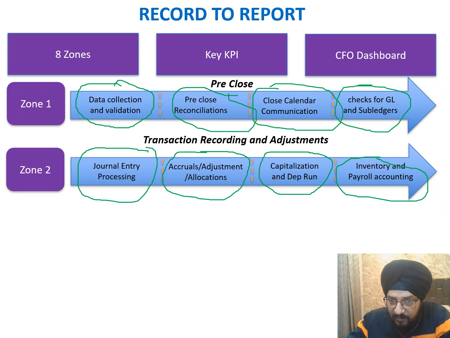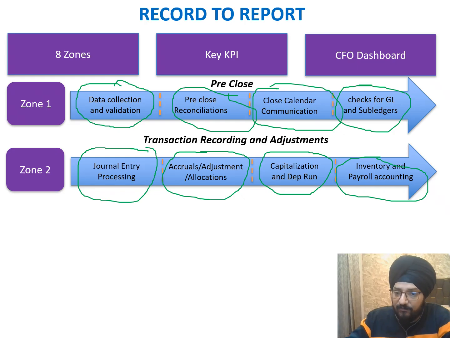Now, once we have done this, typically in many organizations and in many entities, this zone is also typically called the journal entry zone, wherein all the journals are being processed. In a typical ERP scenario, accounting happens on the go.